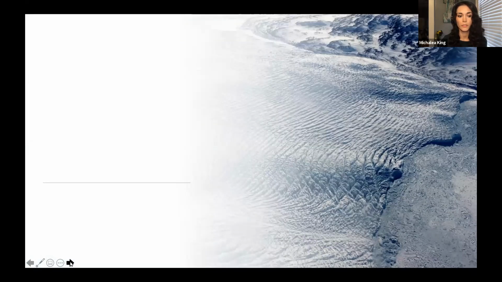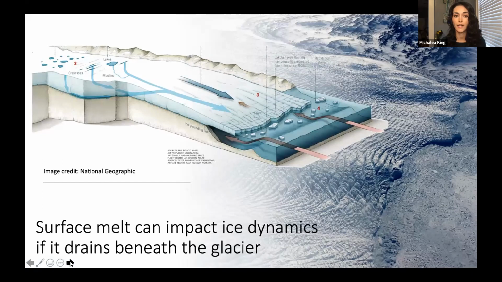And so why is that important to those of us interested in outlet glacier dynamics? Well, surface meltwater does not just change the surface melt mass balance, but it also impacts dynamics at the ice edge. So when we're talking about outlet glaciers, this meltwater can infiltrate into the subglacial system through crevasses and moulins and actually impact ice flow by altering how the ice flows along its bed.